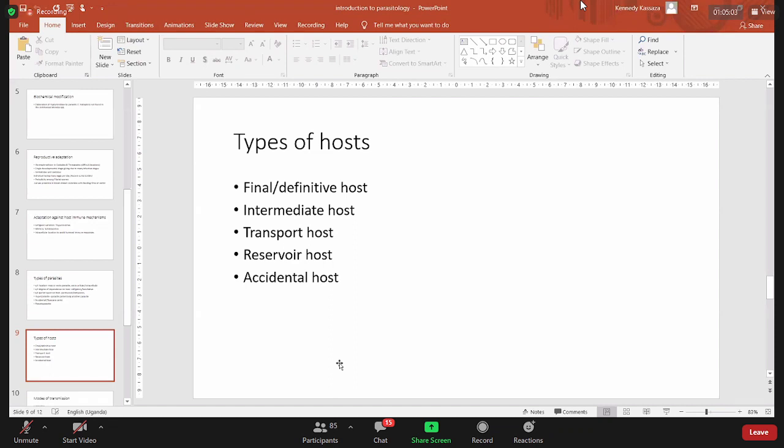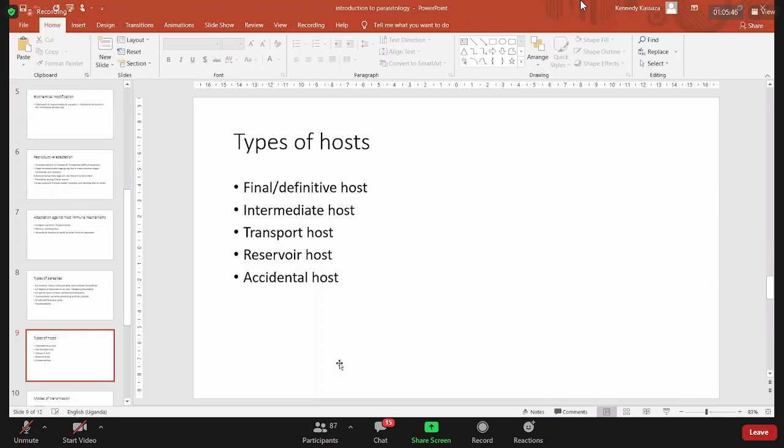Having looked at the types of parasites, let us also look at the types of hosts. There are those known as final hosts, and these usually harbor the sexually reproductive forms of the parasite. And then they are also known as definitive hosts. We have got intermediate hosts. These harbor the mature stage of the parasite, and within the intermediate host, the parasite undergoes further development.